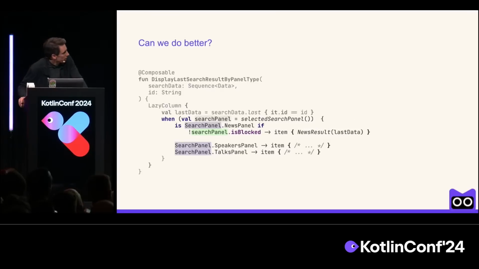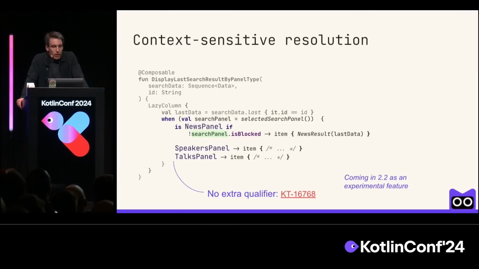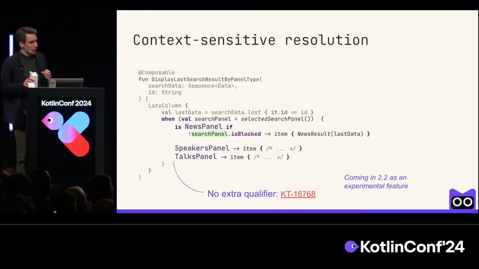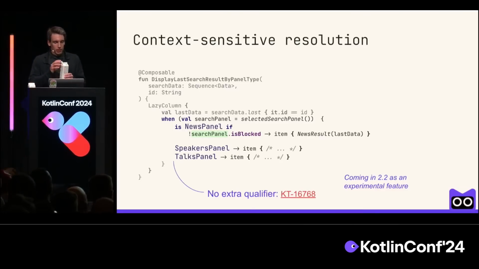But can we do better? Actually, you see, we still have to repeat search panel for each branch, which makes the code more verbose than necessary. And we still have to parse through redundant information. So the next little improvement will allow handling instances of sealed types or enum entries directly, without repeating the base class name when the expected type is well known. So this approach reduces the need to repeat search panel, making the code cleaner and more focused on the unique handling of each panel type.